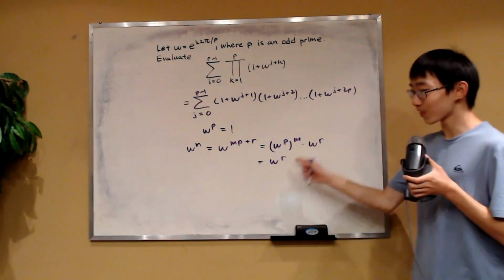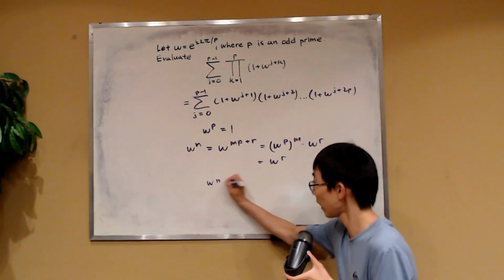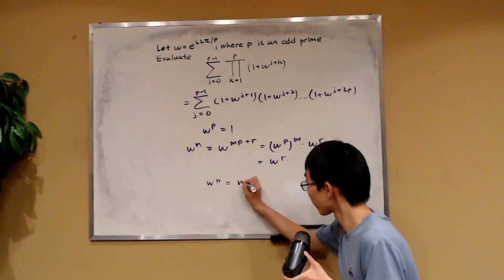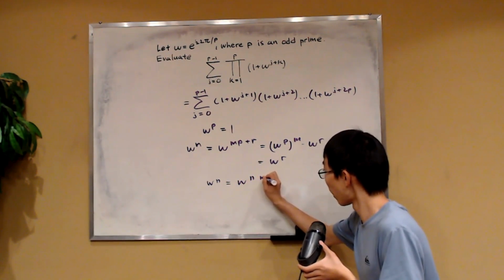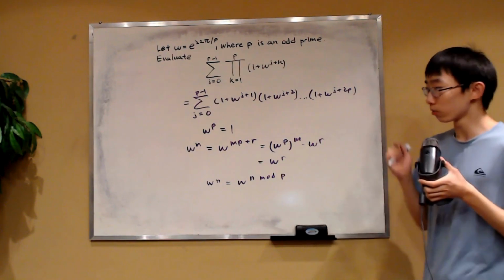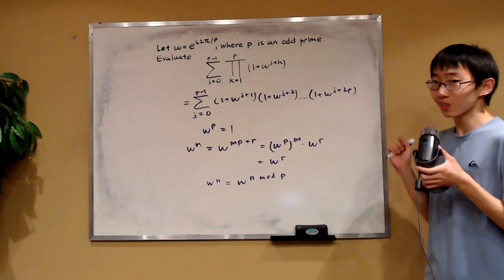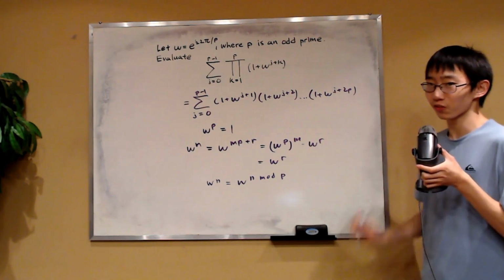Now, notice what this is telling us. This means that if you take omega and raise it to the n, then this is equal to omega raised to the n mod p. This n mod p is basically the remainder when n is divided by p. And we've shown that's true, but this is actually going to be super useful for us.